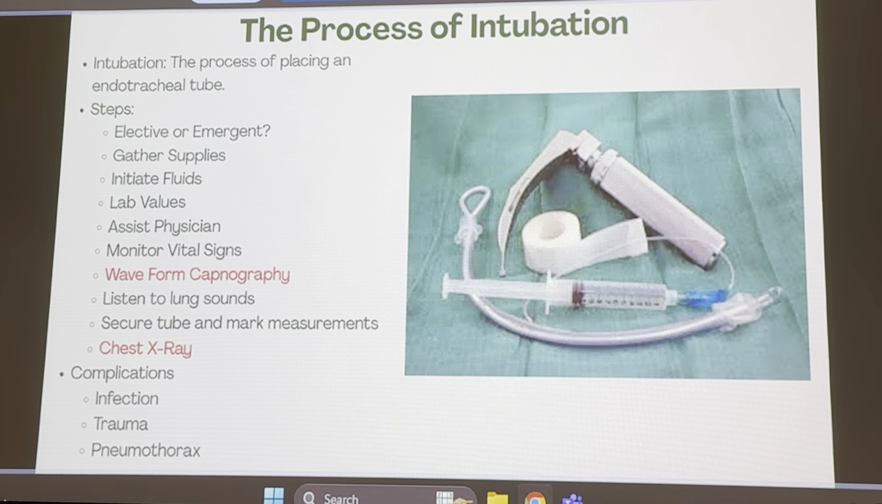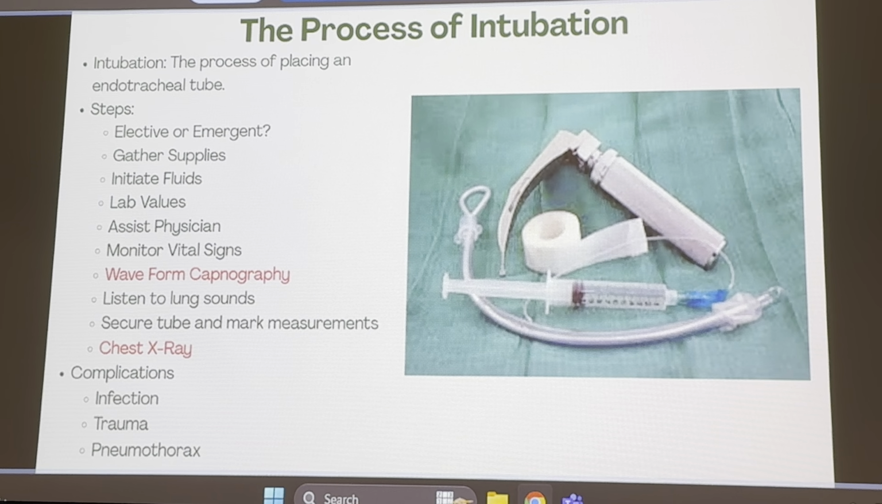The process of intubation. The process of placing this endotracheal tube. So here are our steps, the things we have to think about. Is it elective or is it emergent? Hopefully it's elective. The emergent ones are a little scary, a little sketchy, if we're being honest. Real fast paced, and they're kind of just throwing these things in there hoping for the best.